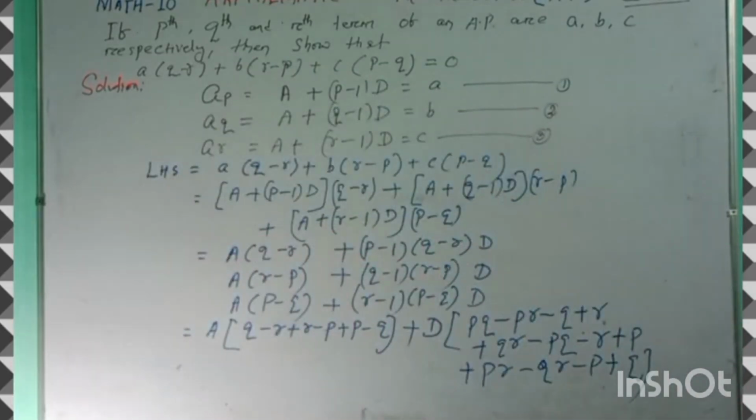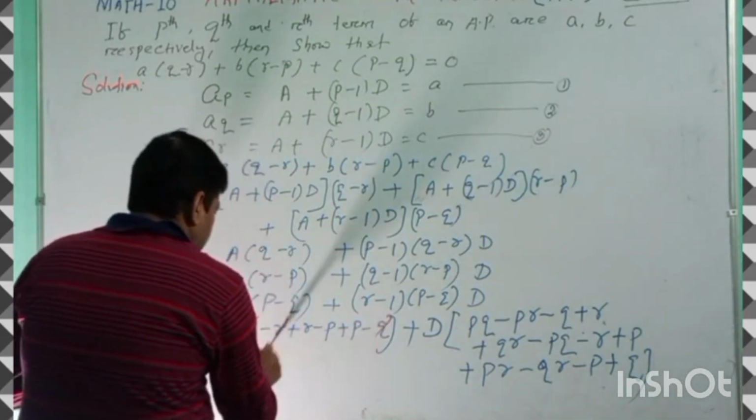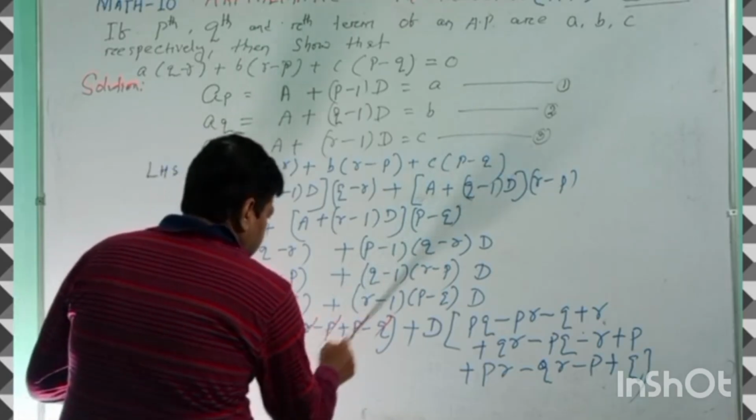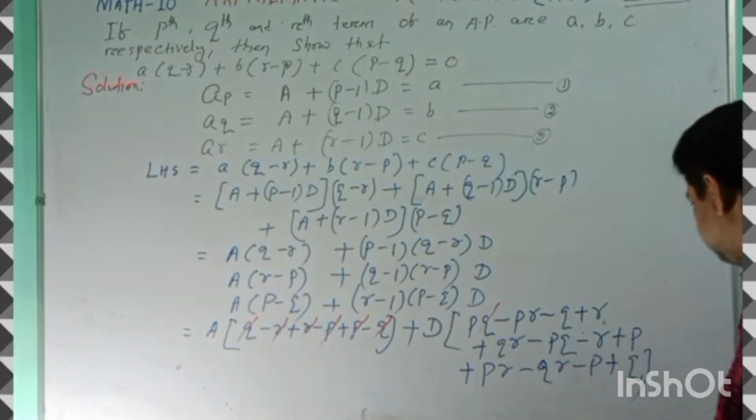Very simple question, a technical question; you have to do it in a technical manner. After adding, plus q minus q can be cancelled, minus r plus r can be cancelled, minus p plus p will be cancelled. Similarly, in the second term you have plus pq and here is minus pq.